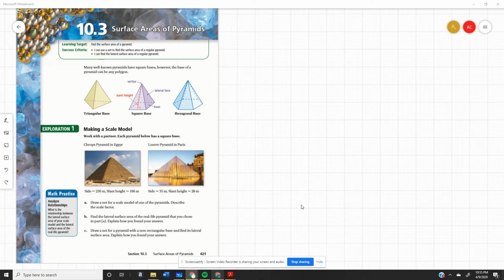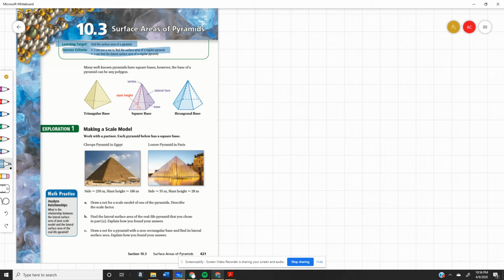Hello and welcome to section 10.3, surface area of pyramids. Yesterday we learned how to calculate the surface area of cylinders. Today we're going to talk about pyramids. Our learning target is to find the surface area of a pyramid. Our success criteria will be measured by our ability to use a net to find the surface area of a regular pyramid and our ability to find the lateral surface area of a regular pyramid.